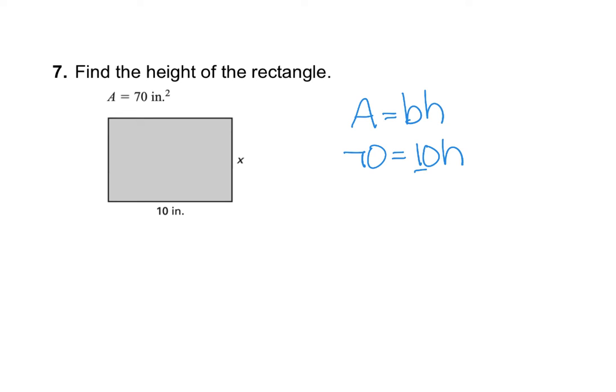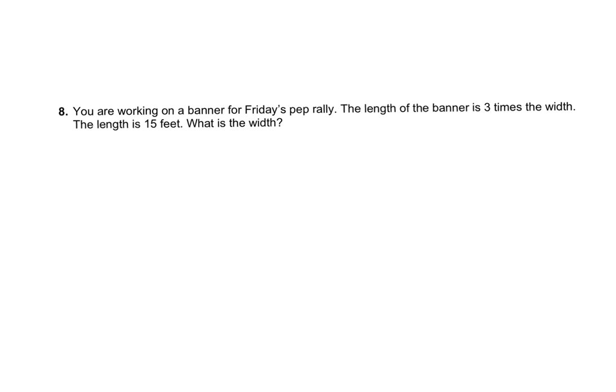Now that 10 is multiplying, so to undo that, to isolate the variable, we're going to divide by 10 on both sides, and h is equal to 7. And so if I went back and checked it, I could take my area. My area was 70. Is that equal to 10 times 7? Yes, 70 is equal to 70, and I know that I got that right.